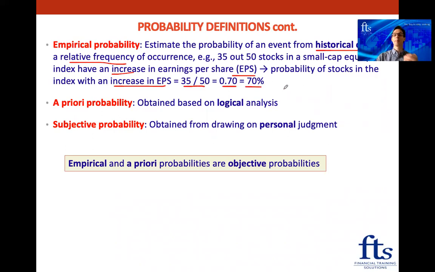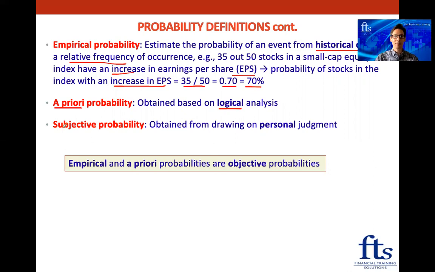or 70%. Right, and then a priori, this is a Latin phrase. So this means this is obtained based on logical analysis. So if we look at a dice, we can say to ourselves, well, there's going to be a 1 in 6 chance that I'm going to roll a 6, for example.